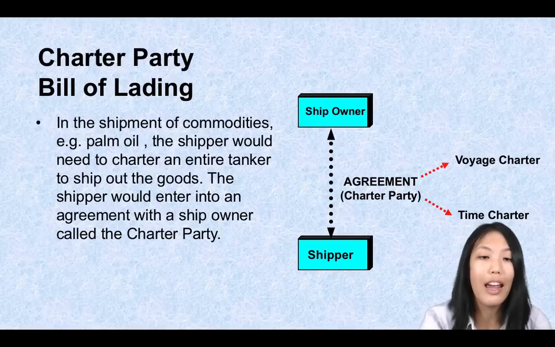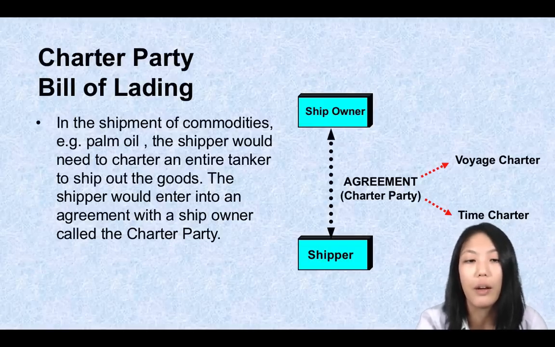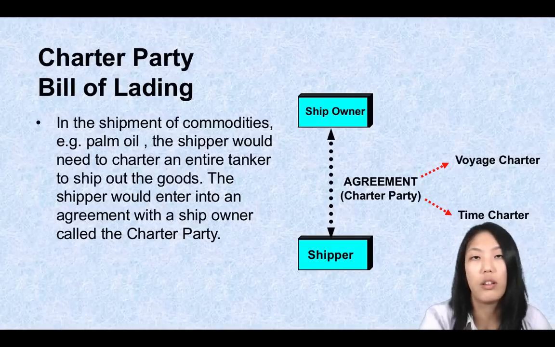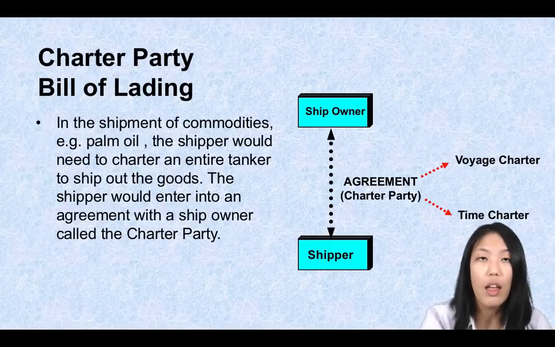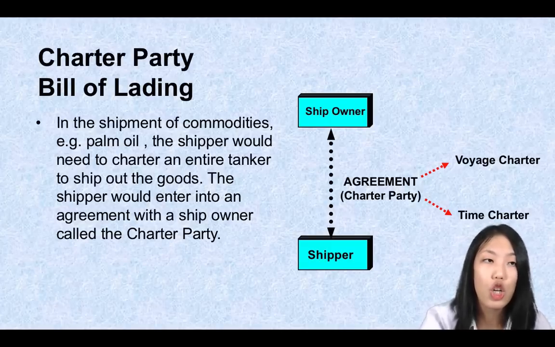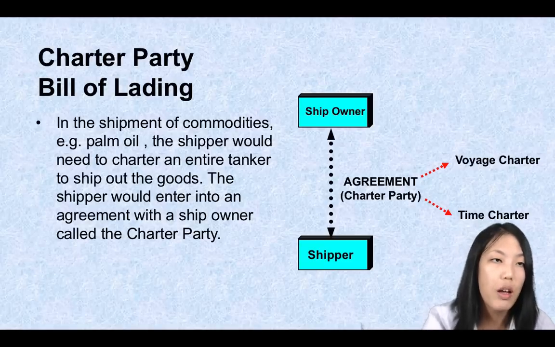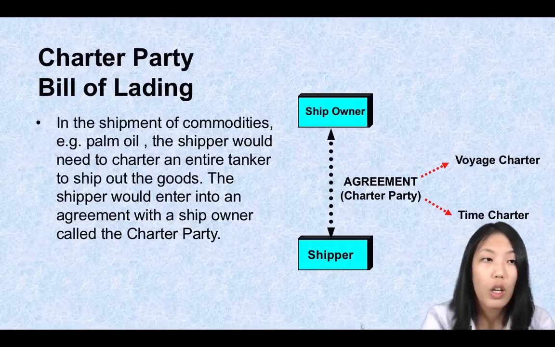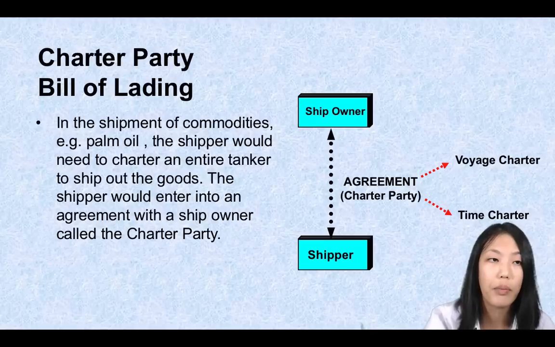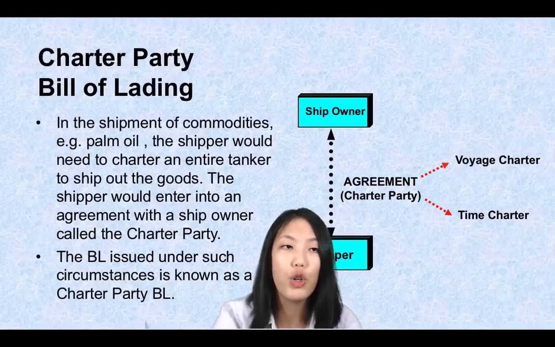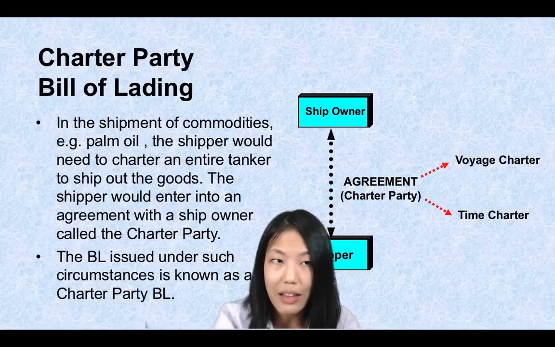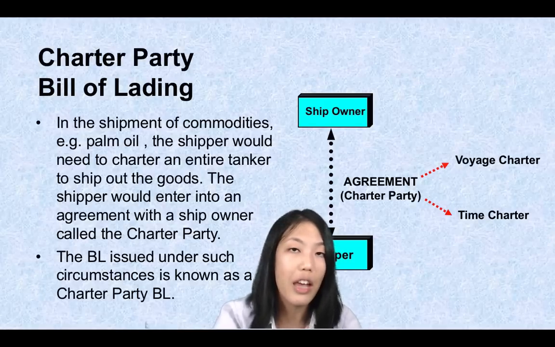Next, we'll be looking at charter party bill of lading. In a shipment of commodities, for example, palm oil, the shipper would need to charter an entire tanker to ship out the goods. The shipper would then enter into an agreement with a ship owner called the charter party. The bill of lading issued under these circumstances is known as a charter party bill of lading.